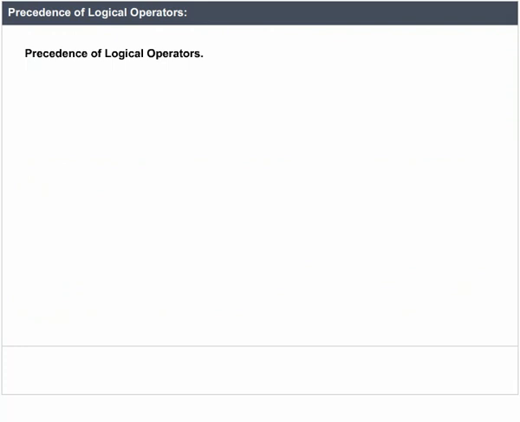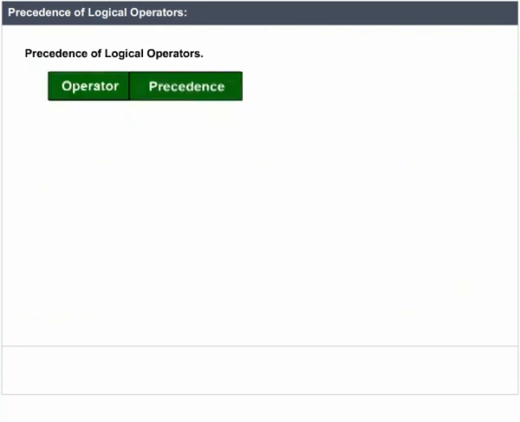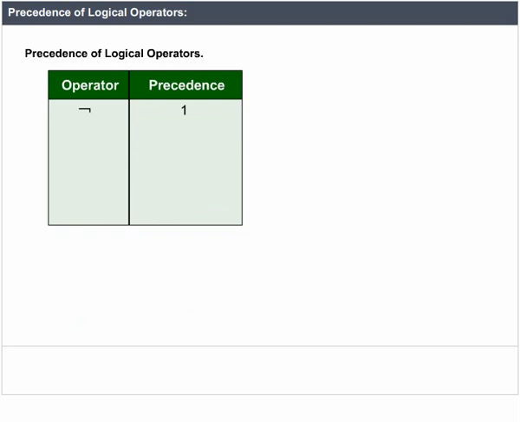The precedence of logical operators. The table has two columns, operator and precedence. Negation represents 1, and represents 2, or represents 3. Implies represents 4, if and only if represents 5.